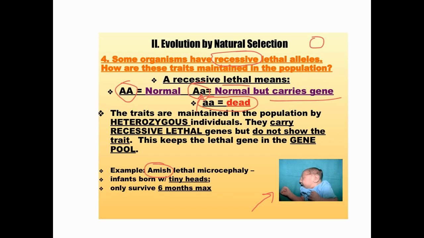So anytime there's lethal alleles that stick around, they're always going to be recessive alleles. And that is how they stay around in the gene pool. Because if they were dominant, all individuals would die and that allele would not be passed on to future generations. But since it's recessive, the carriers of that allele can pass it on to their offspring.